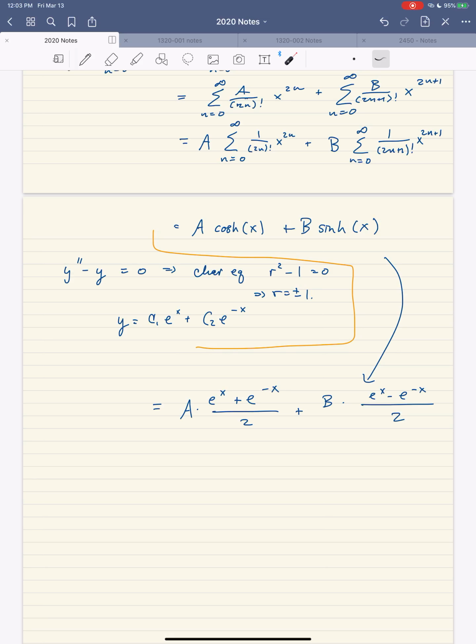And if you rearrange, you can write this as a over 2 plus b over 2 times e to the x plus a over 2 minus b over 2 times e to the negative x. And we really do have c1 e to the x plus c2 e to the negative x.